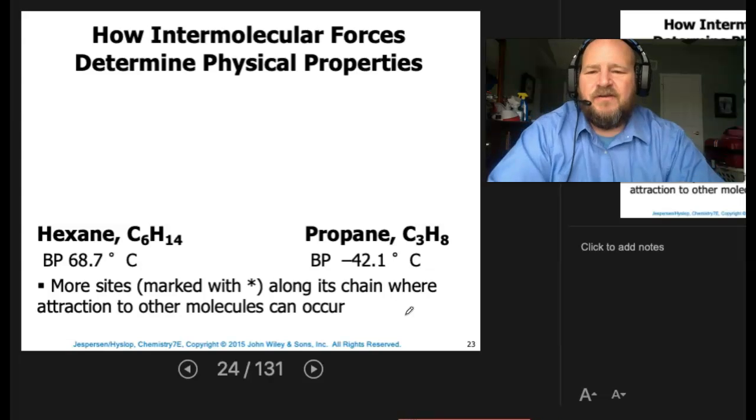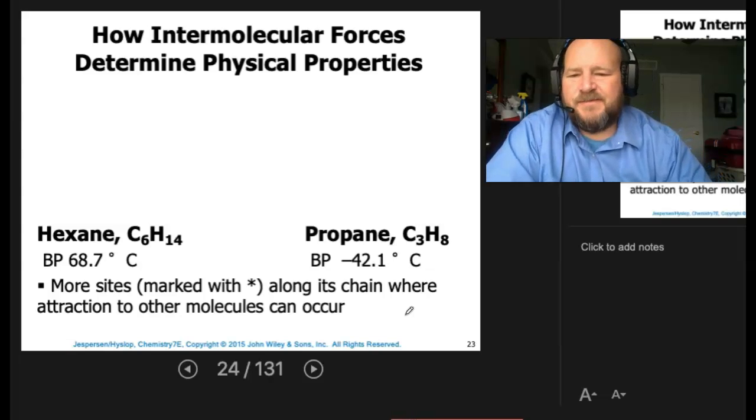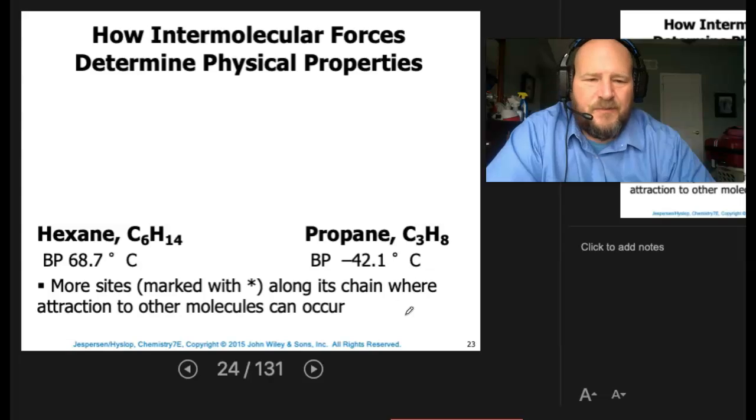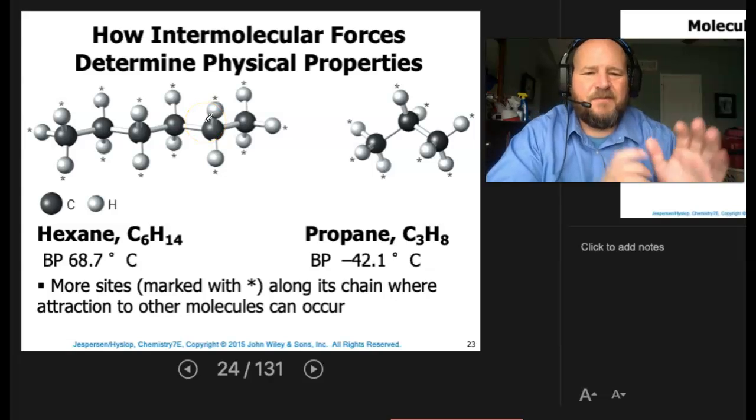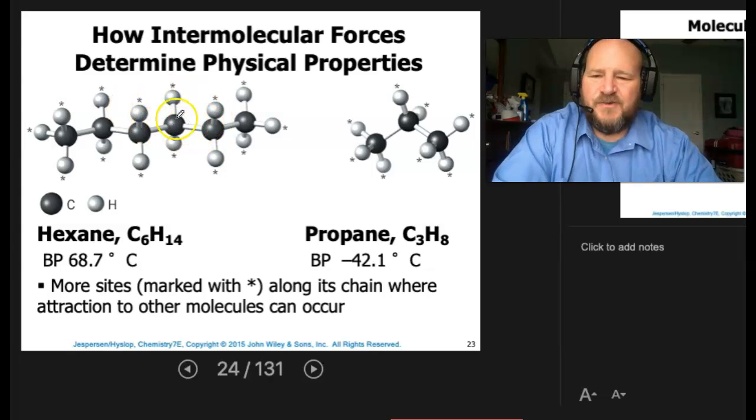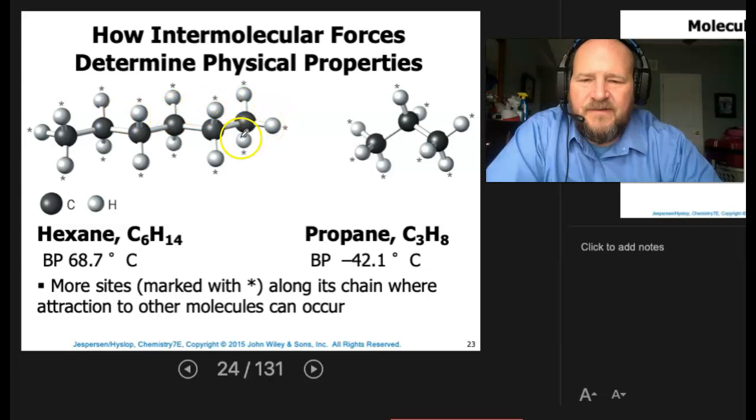Now, how intermolecular forces determine physical properties. So here's hexane versus propane. Hexane is a really long chain, 6 carbons in a row. Propane has only 3 carbons in a row. The sites marked with the stars along this chain are where attraction to other molecules can occur. This is where we have electron clouds that can be pushed and pulled and distorted. The more sites we have, the more likely we are to have intermolecular forces play a part, those dispersion forces. So for hexane, we see an increase in the boiling point by 100 degrees.